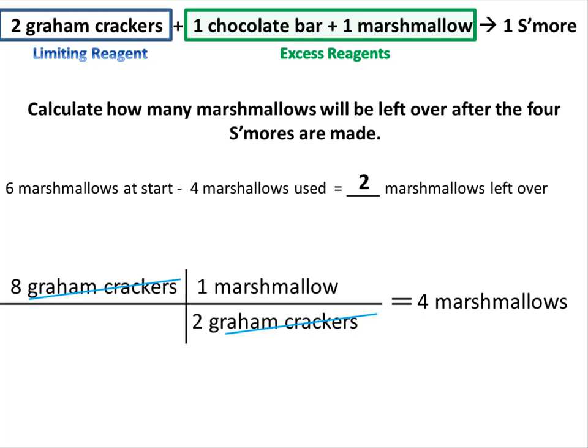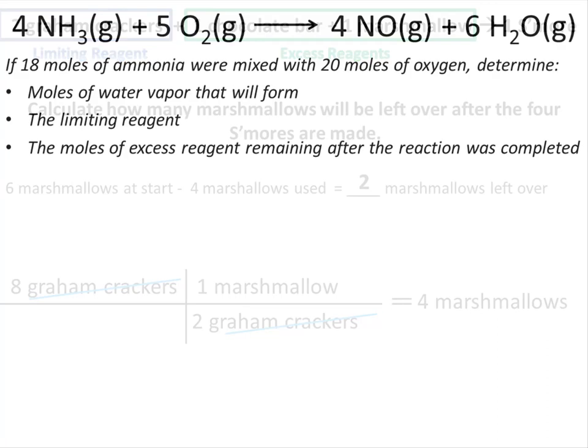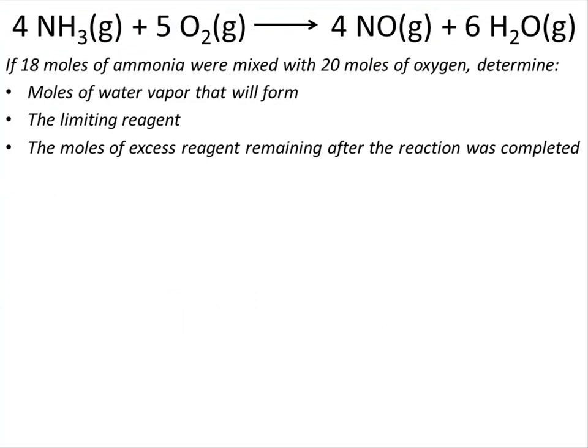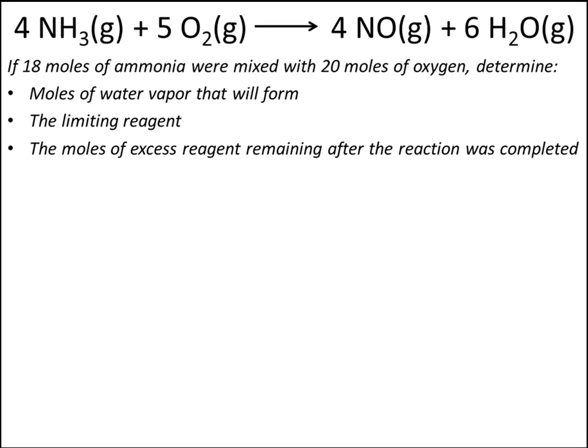We can relate this analogy to a limiting reagent chemical reaction involving a mole-to-mole conversion. Consider the following reaction between ammonia and oxygen gas. If 18 moles of ammonia were mixed with 20 moles of oxygen, determine the following: the moles of water vapor that will form, the limiting reagent, and the moles of excess reagent remaining after the reaction was completed.